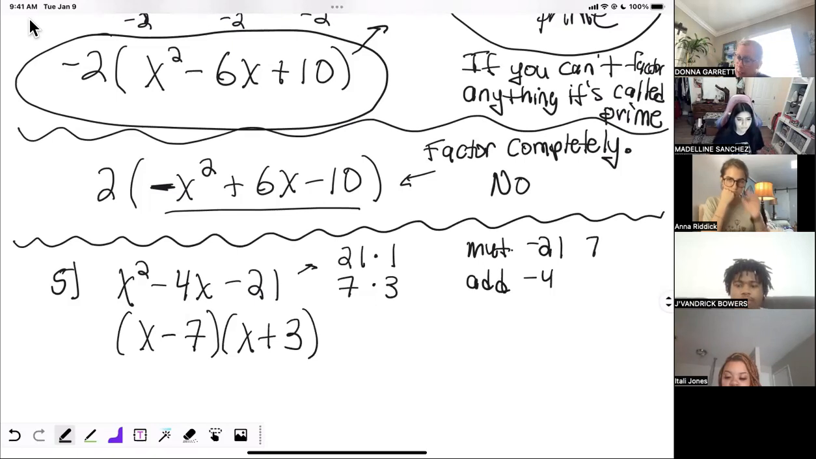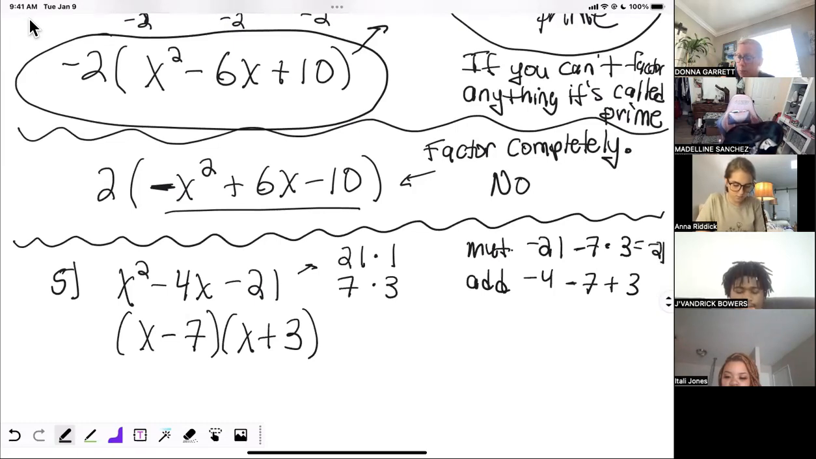So 7 times 3 and 7 plus 3. So which one is negative? Which one's positive? Well, if I want negative 4, my 7 has to be negative. And I know negative 7 times 3 is negative 21. And then negative 7 plus 3 is negative 4. So my minus had to be with my 7 and my 3 had to be my plus.